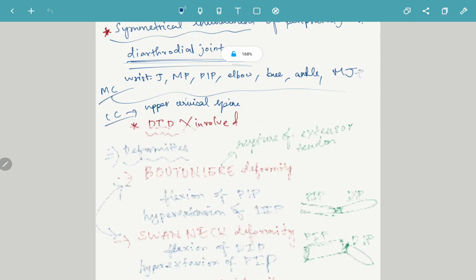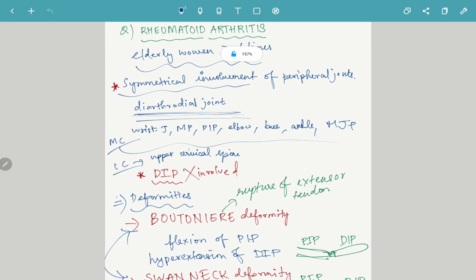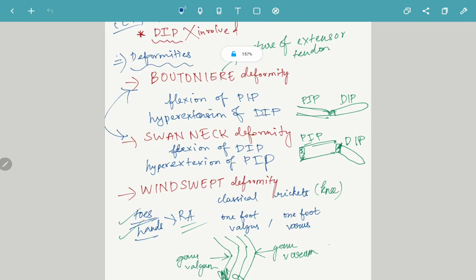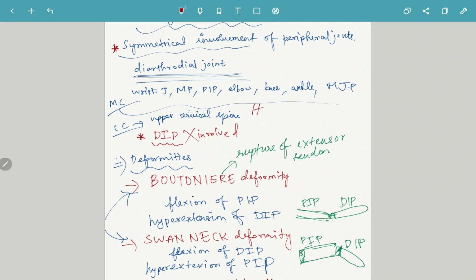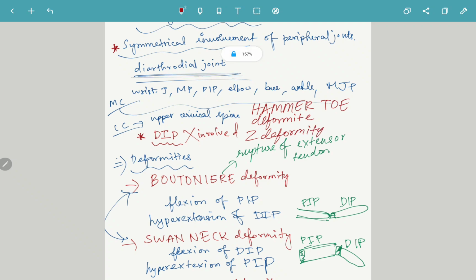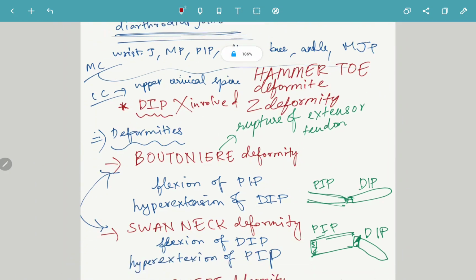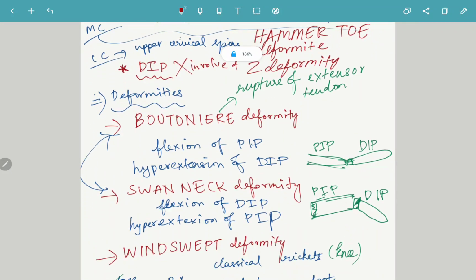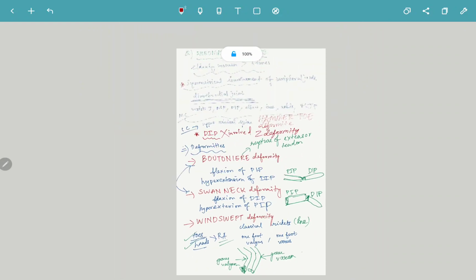So let's revise. What all have we seen? We've seen what is rheumatoid arthritis. We've seen the various deformities: boutonniere deformity, swan neck deformity, windswept deformity. Also to add on, there is hammer toe. This is a very favorite MCQ. Hammer toe deformity is seen in which condition? It is seen in rheumatoid arthritis. And another one, Z deformity, is seen in which condition? The answer is also rheumatoid arthritis. Remember boutonniere deformity, hammer toe deformity, Z deformity, swan neck deformity, windswept deformity.